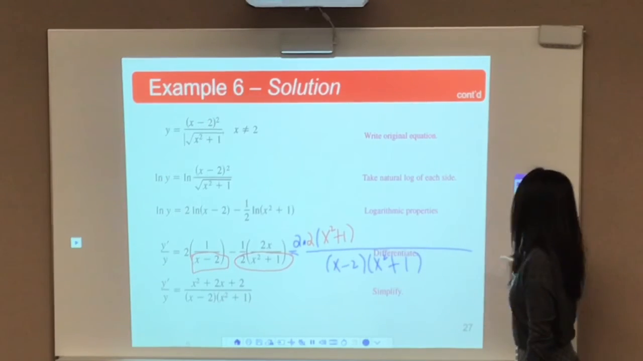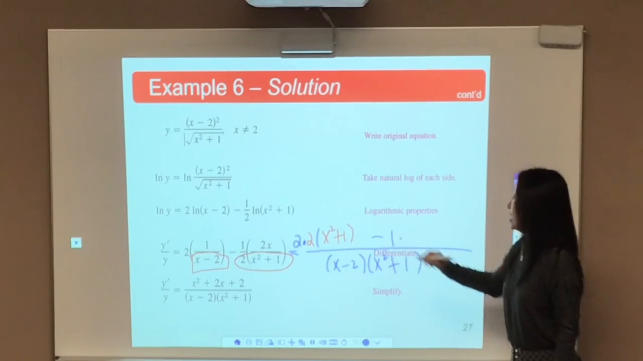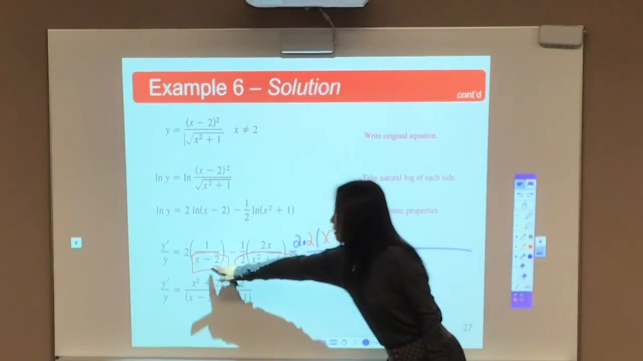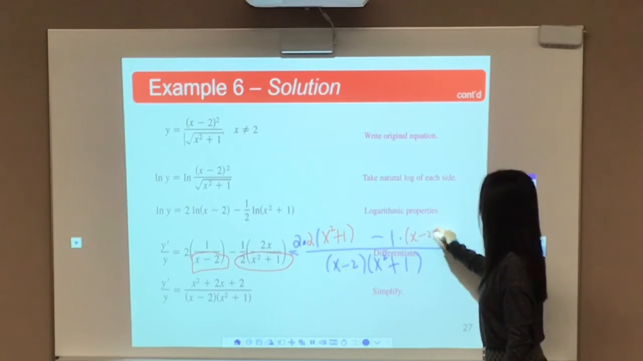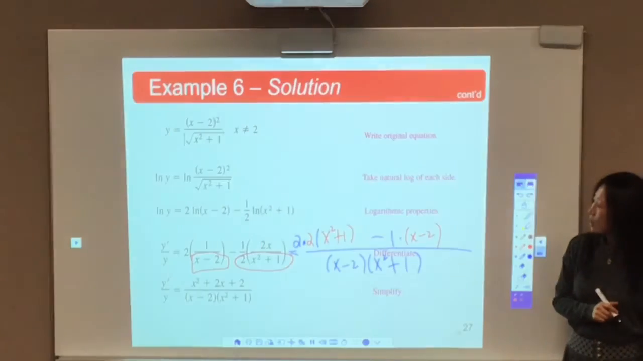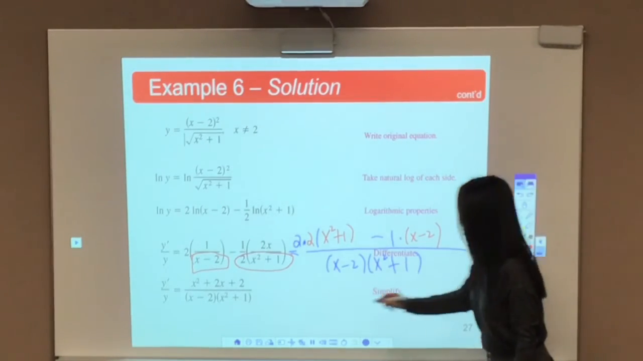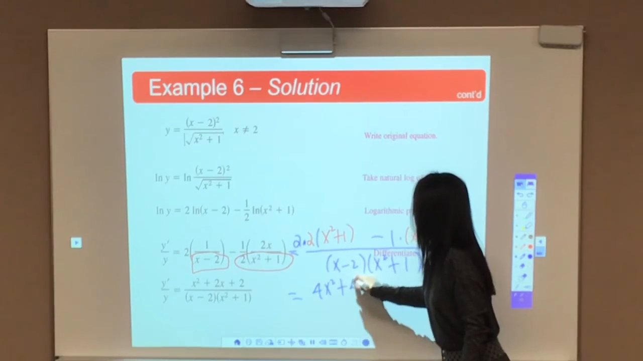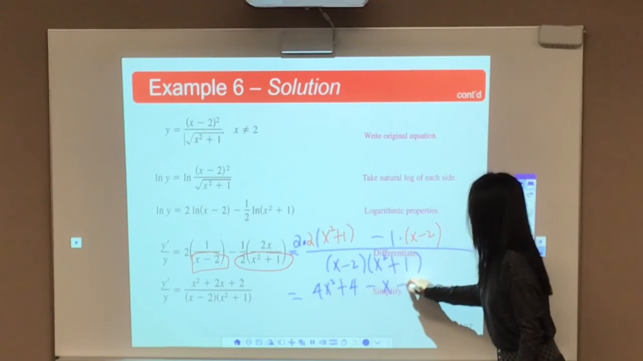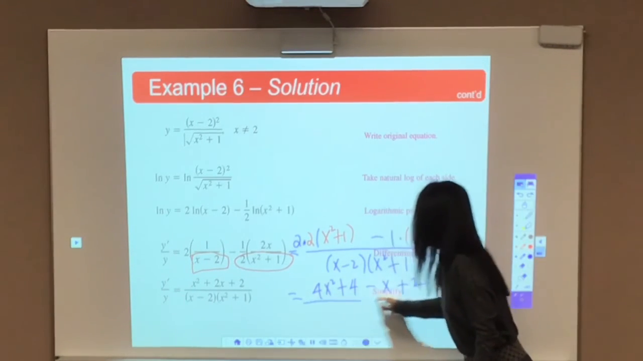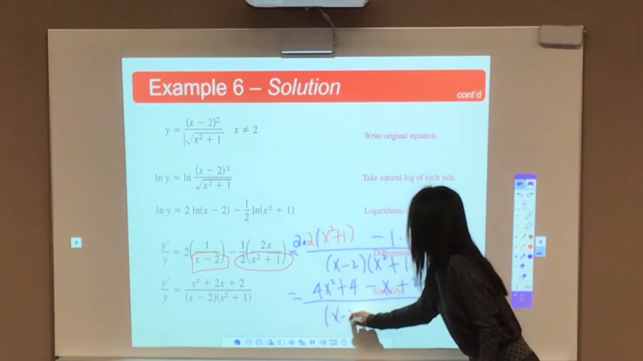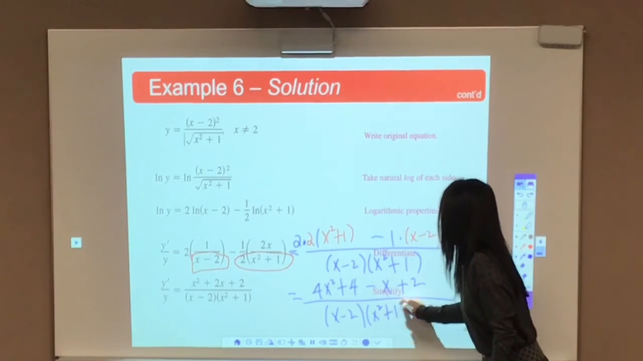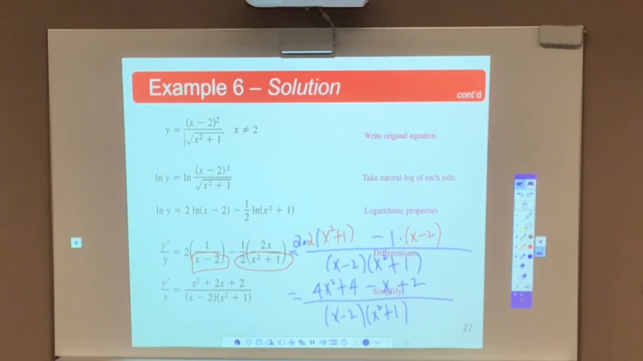The next one up here, what would you do? Minus 1 times which one? Right here? All right, what do I get after you do that? You get a 4x squared plus 4 minus x plus 2. I don't get the same thing as they have. You got this. I have a 4x squared minus x plus 6.